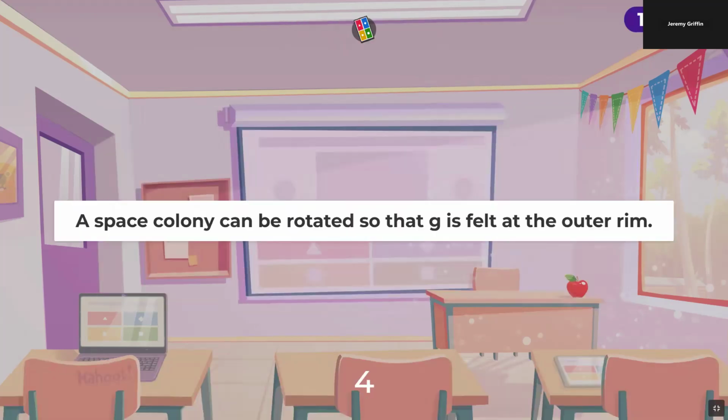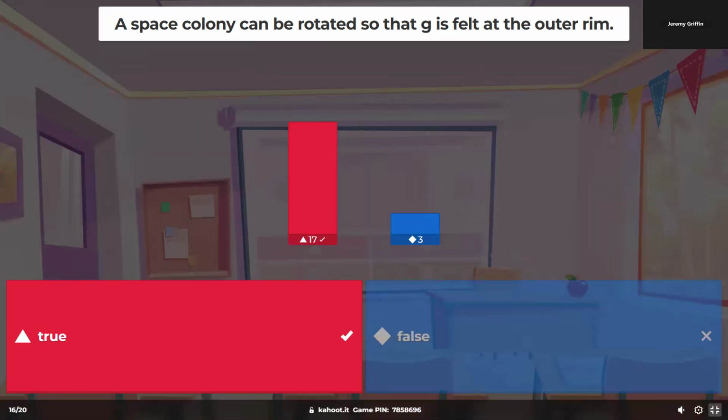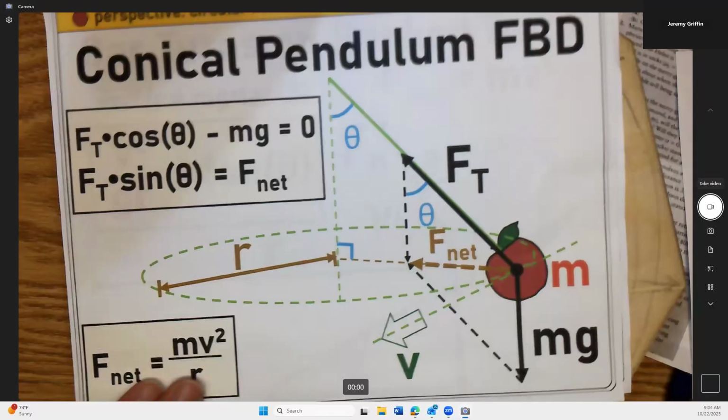It didn't click it. Space colony can be rotated so that 9.8 meters per second squared is felt at the outer rim. Yeah, you totally could.